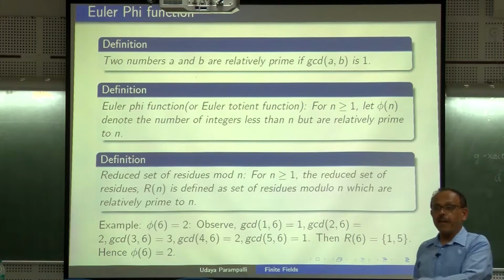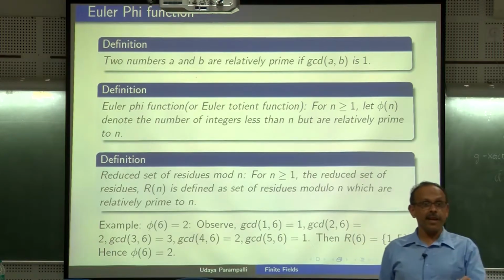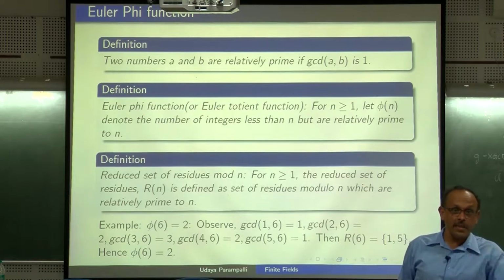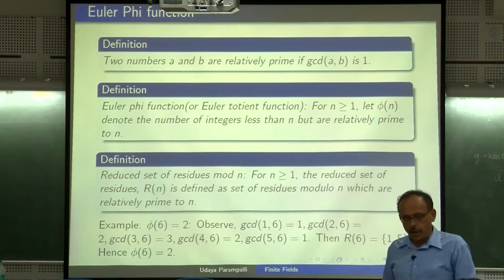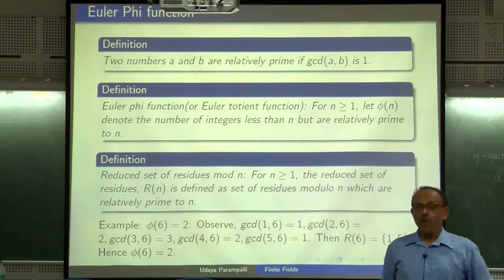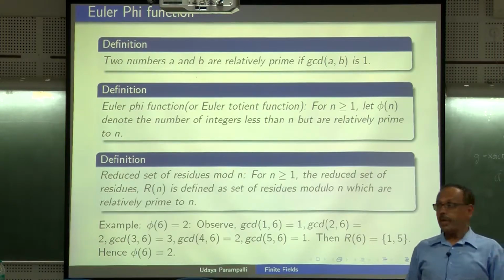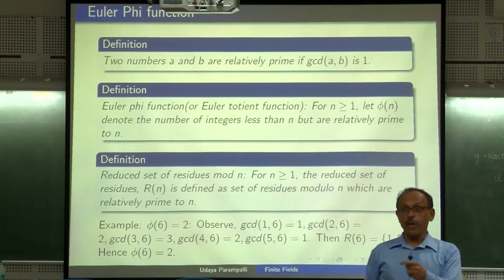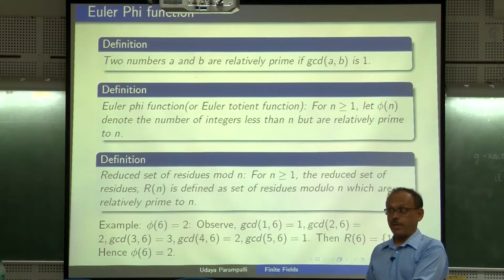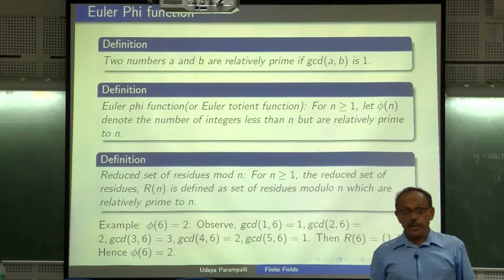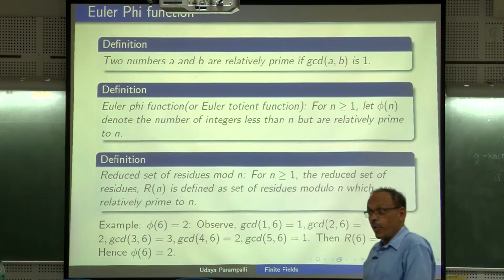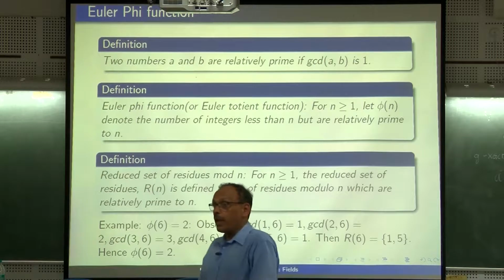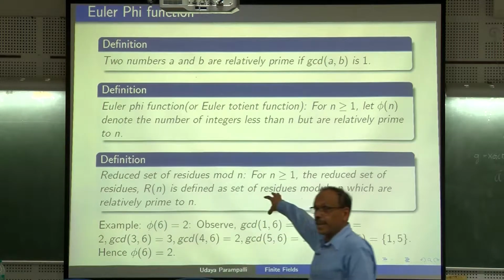So when n is 7, what is the size of the reduced set of residues? It is 6, which is 1 less than n, because 0 is not relatively prime to it. So the reduced set is the full 1 to n minus 1, with no gap in it. Whereas if you take 6, for example, what happens? 3 divides it and 2 divides it, so only 1 and 5 remain. Now the arithmetic modulo n will depend on this idea, the reduced set of residues.